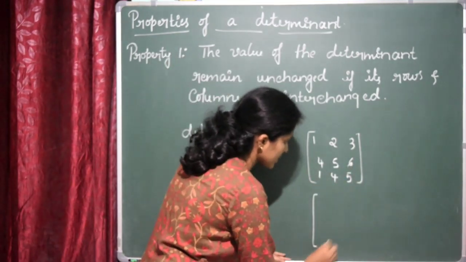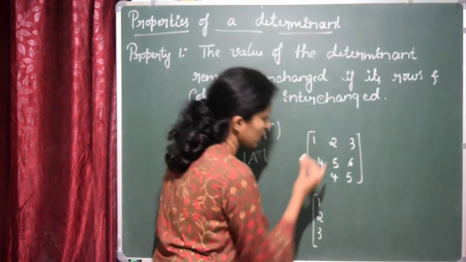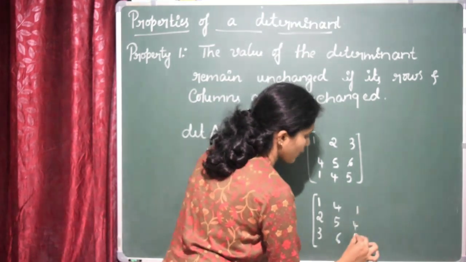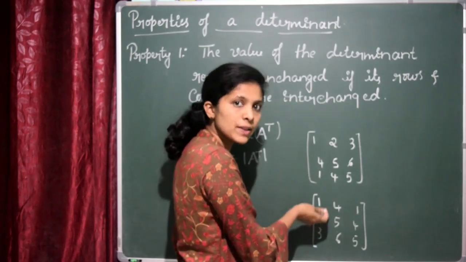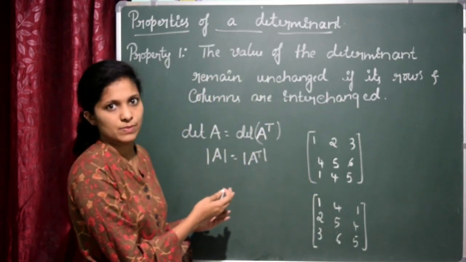And if you interchange the rows and columns, that is, 1, 2, 3 is there. Here I will write that one as column. This is now 4, 5, 6. And this is 1, 4, 5. Check the determinant of these two matrices. Both the determinants will be the same. I mean determinant of A is equal to determinant of A transpose.